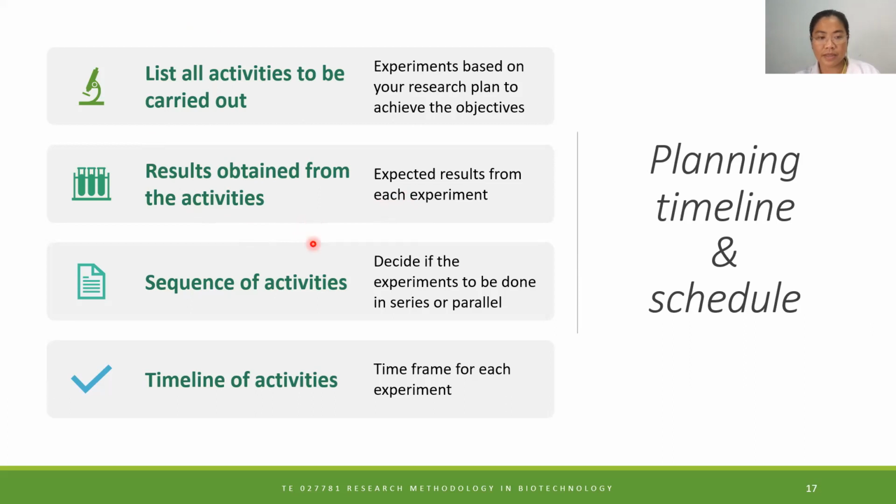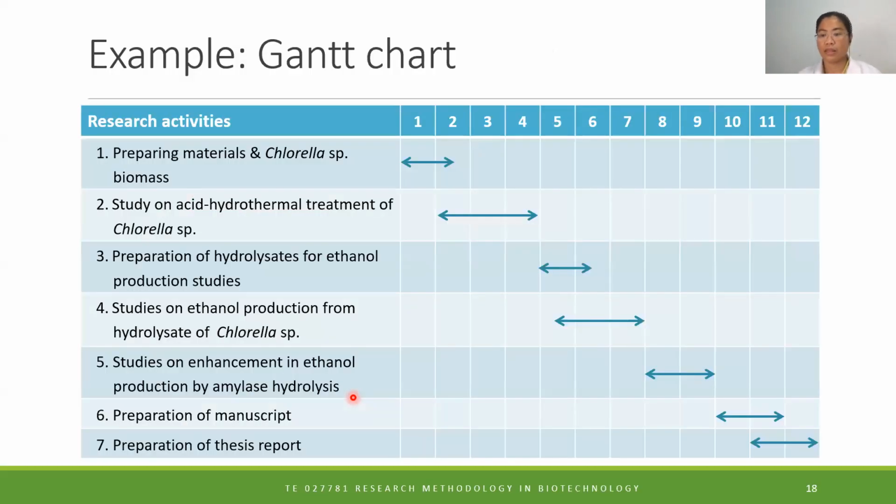After these 2 steps, you should sequence your activities, okay? Decide if this experiment has to finish before starting that one, or this one can actually run a long way with that one, or this one can go halfway and then you can start another thing, okay? And then you fit that into your timeline of activity, which is a time frame of each experiment. Okay, the best thing is to give you examples, okay?